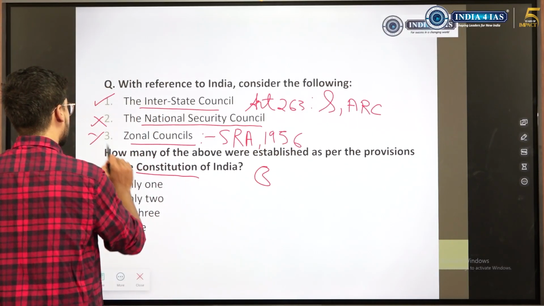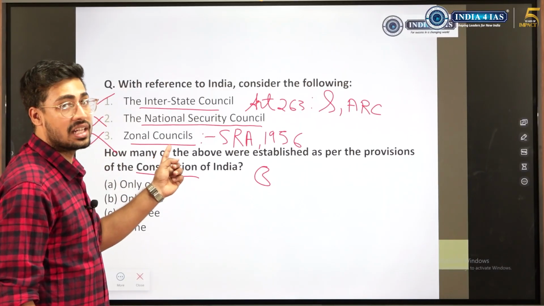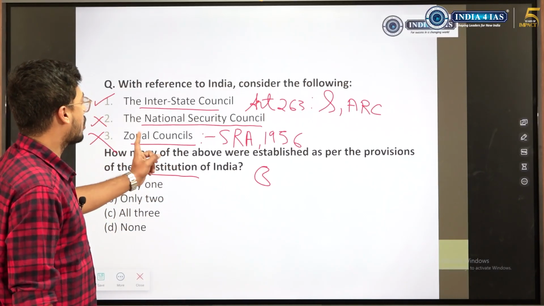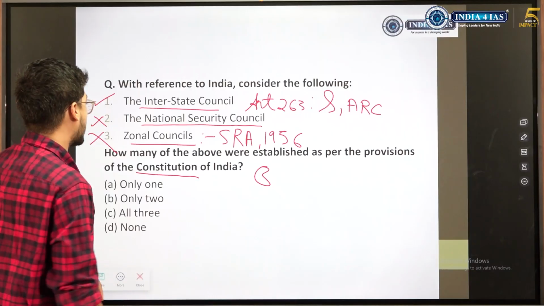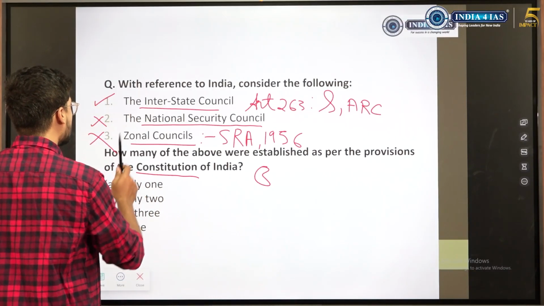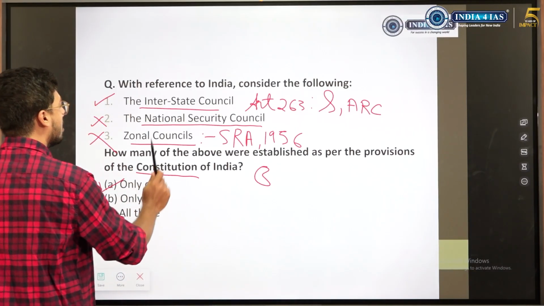Zonal Council is headed by the Home Minister. We know this well. We spoke about the North Eastern Council last year. Along with that, we should also have read about the Zonal Council because the Zonal Council is more important. So 2 is wrong, 3 is wrong, the answer becomes only 1.